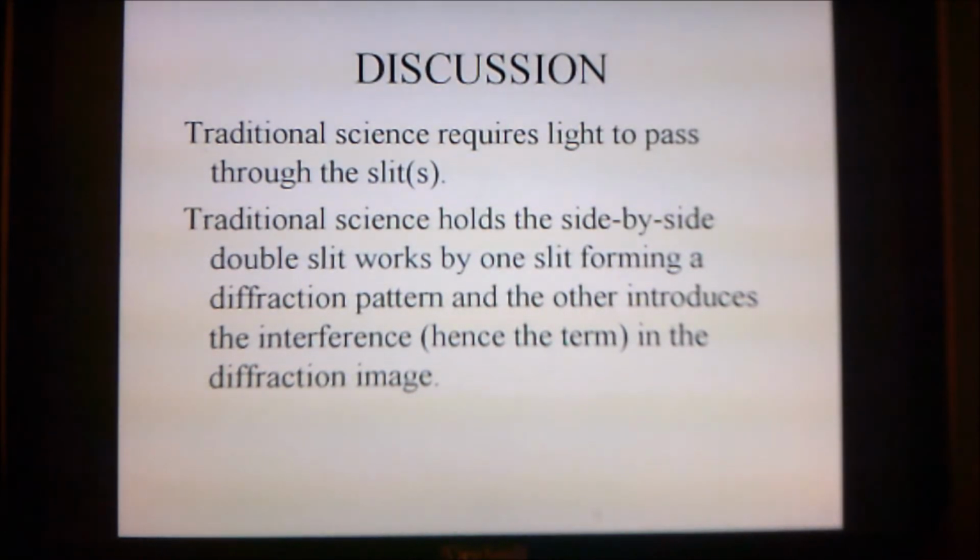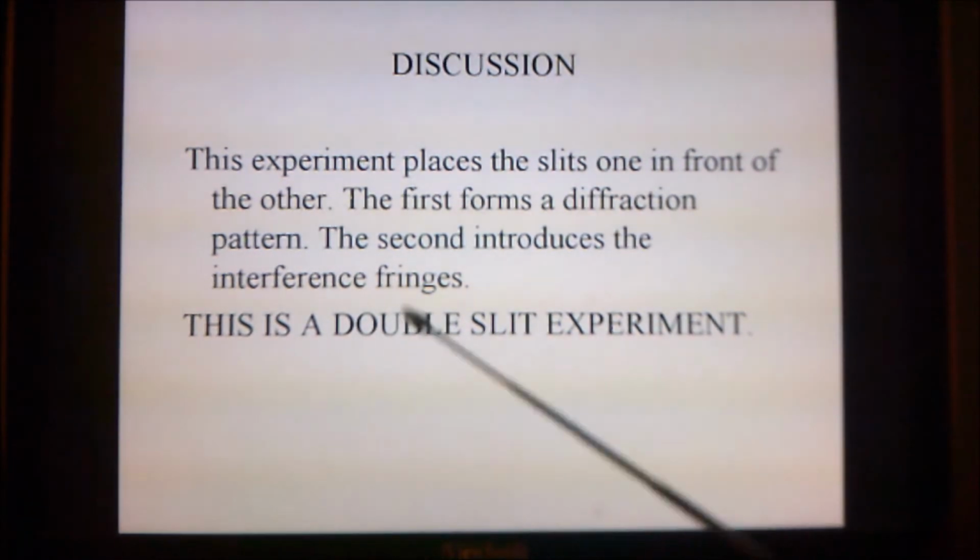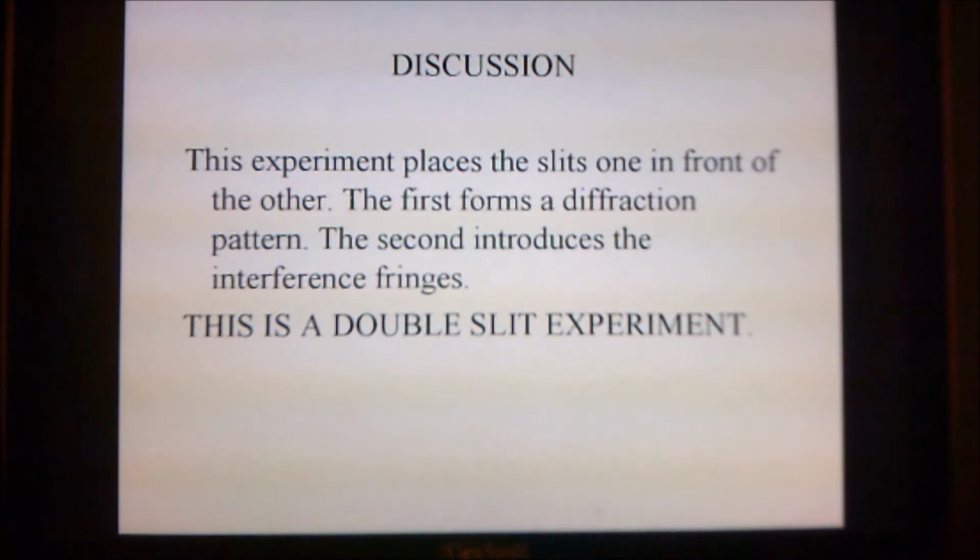Traditional science requires light to pass through slits in order to form the interference pattern. This experiment places the slits one in front of the other, but we still have a diffraction image, and we still have a second slit that is causing the diffraction pattern to go to an interference pattern. The second introduces the interference fringes. This is then a double slit experiment, just not what you usually think of as one.